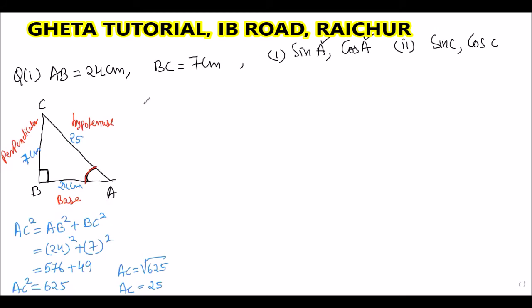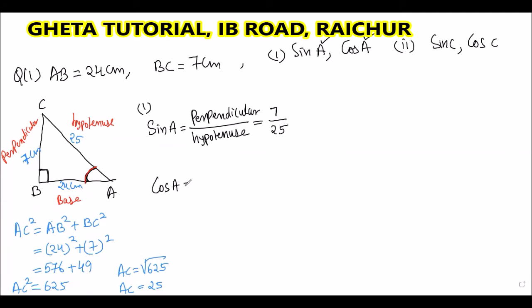Now the first answer we can easily write, that is sine A and cos A. Sine A is nothing but perpendicular divided by hypotenuse. What is the value of the perpendicular in this figure? 7 centimeter. So 7 divided by the hypotenuse 25, that is 7 by 25. The first answer is completed.